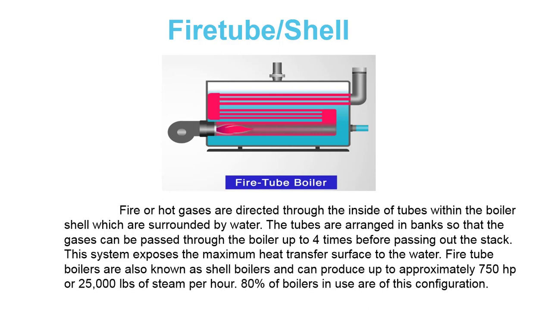In this method, a maximum of 4 passes is possible. So as the number of passes increases, efficiency will increase. The system exposes the maximum heat transfer surface to the water. Fire tube boilers are also known as shell boilers and can produce up to approximately 750 HP or 25,000 pounds of steam per hour. 80% of boilers in use are of this configuration.